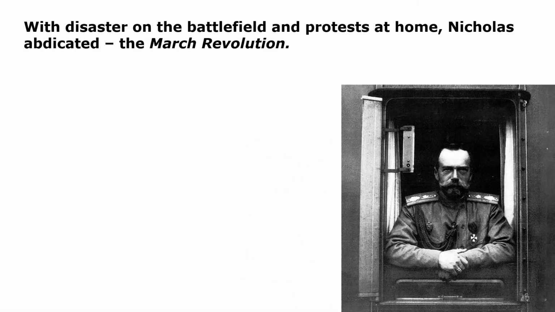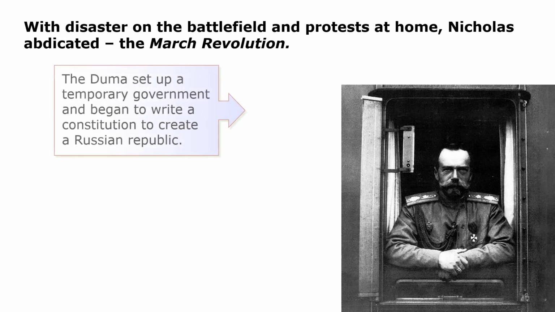So we've got disaster on the battlefield, we've got disaster and protests back home. It finally gets to the point where it's untenable, and Tsar Nicholas abdicates. So he steps aside, and this is called the March Revolution. So this is the first revolution, March of 1917. The legislature, the Duma, sets up a temporary government, and these are mostly members of the middle class. So it's a temporary government, they're governing things, but they're beginning to write a constitution that would create not a monarchy, but a Russian republic.